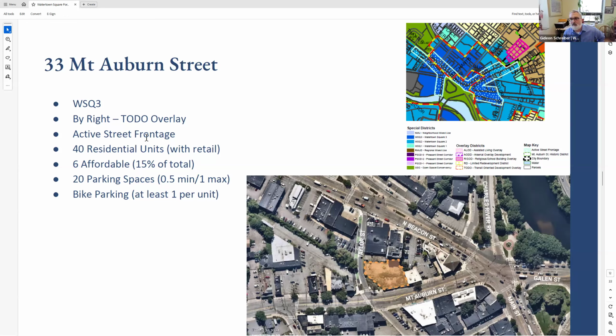It has active street frontage, and in Watertown, that was 40 feet of depth of commercial. They're looking at a 40 residential unit project. We have 15% affordable requirements, so there's going to be 6 affordable units, and there's 20 parking spaces. And this is what broke this property for Watertown in the past. That is only a 0.5 per unit with no parking required for the commercial.